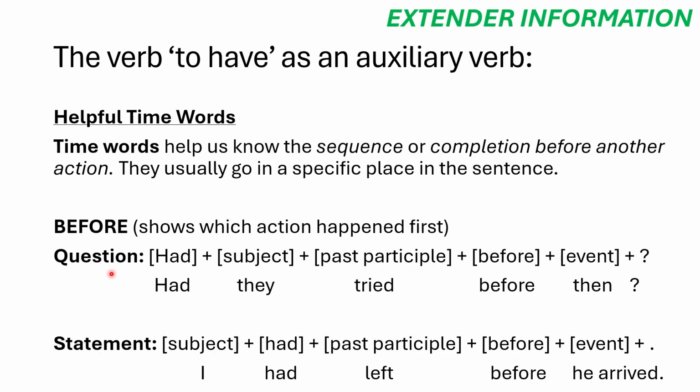We will briefly learn some helpful time words as an extender. These words show sequence or completion before another past action. Before shows which action happened first. In a question, had plus subject plus past participle plus before plus event. For example, had they tried before then?